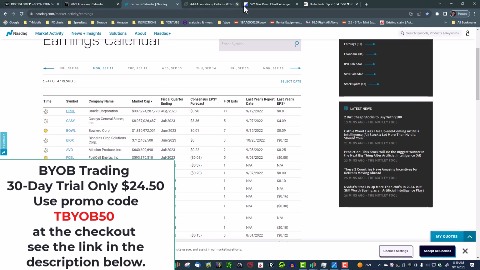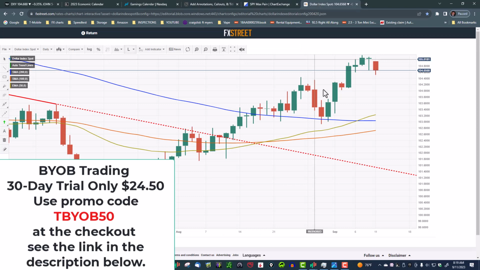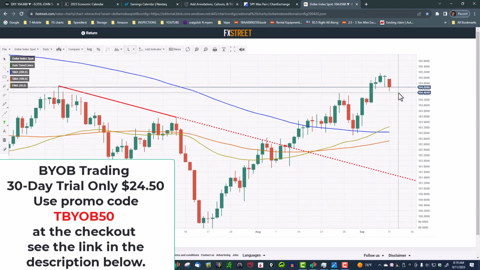Okay, let's go back to our dollar. And here's our daily chart of the dollar. Dollar's at 104.65. Wow, it didn't look like it was going to stop going up, but it's at 104.65. Was it at 105? Yes, on Friday. So a little pullback is nice.